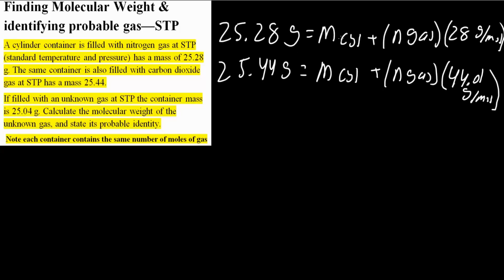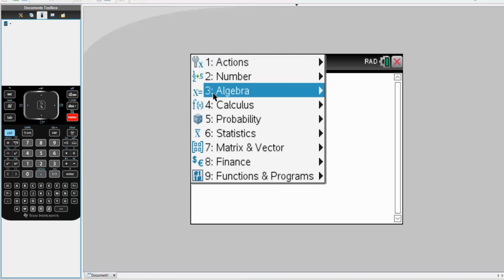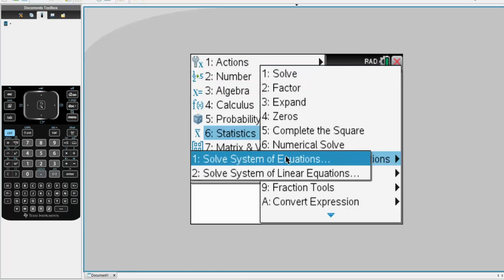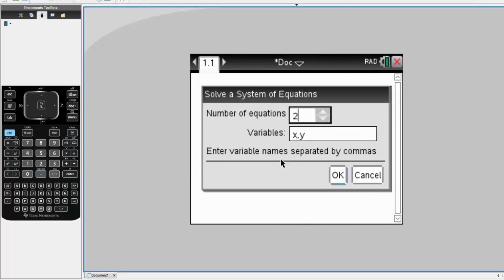One unknown is the mass of the cylinder. The other unknown is n gas. And so at this point, I will use my TI-Nspire CX CAS to determine n gas and mass of the cylinder. So we hit menu, we hit algebra, we hit 7, solve systems of equations, and the first one, solve systems of equations. So we have two unknowns. The first unknown is the mass of the cylinder, and the second unknown is n gas.